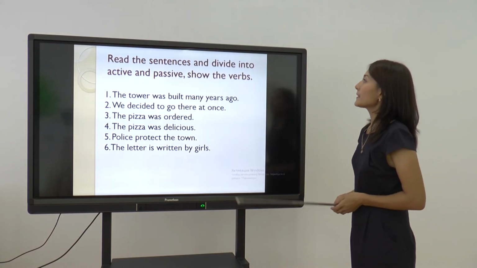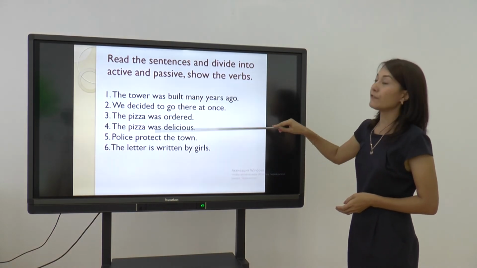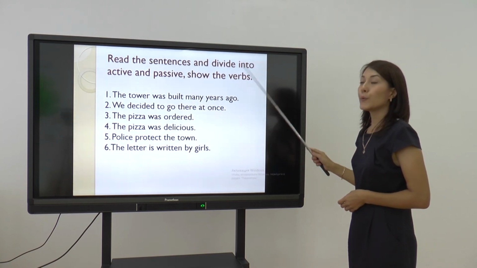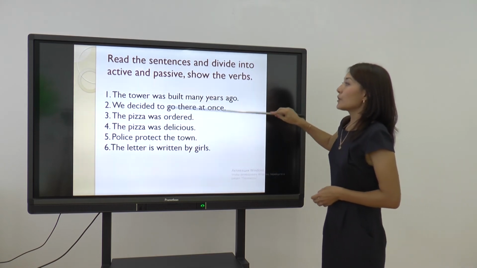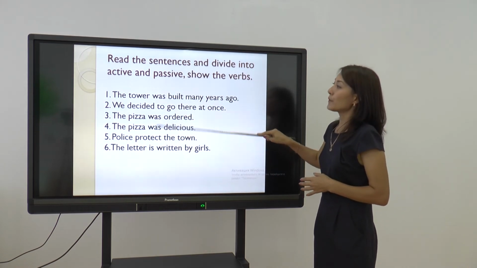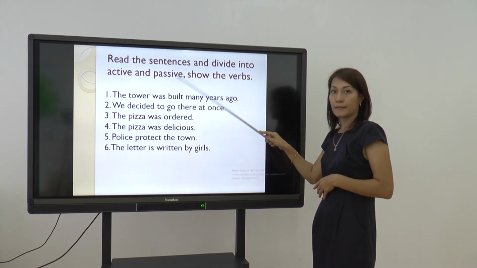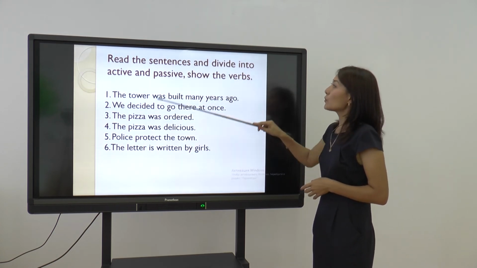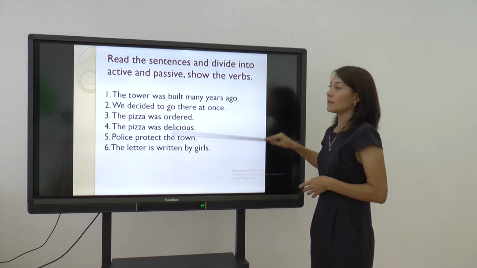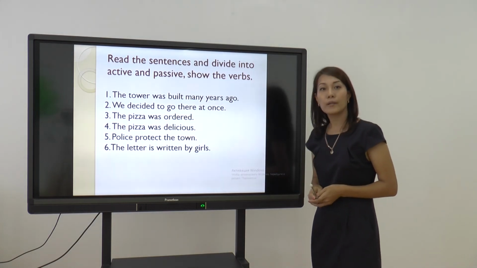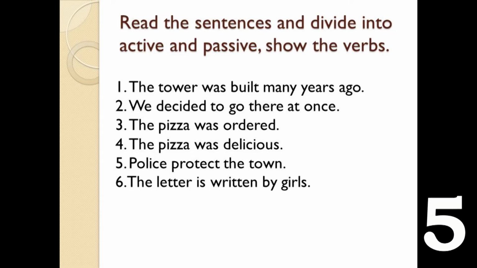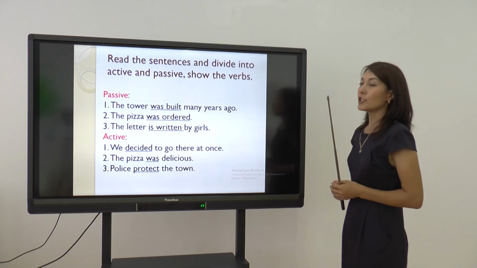Next task. Read the sentences and divide them into active and passive. Show the verb. You should just decide which of these sentences is in active, which one is in passive. Okay? And then you should show me the verbs in each sentence. Okay, try to do it please. Okay, let's check your answers.